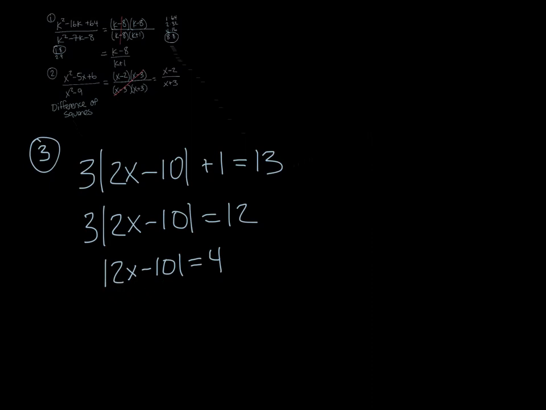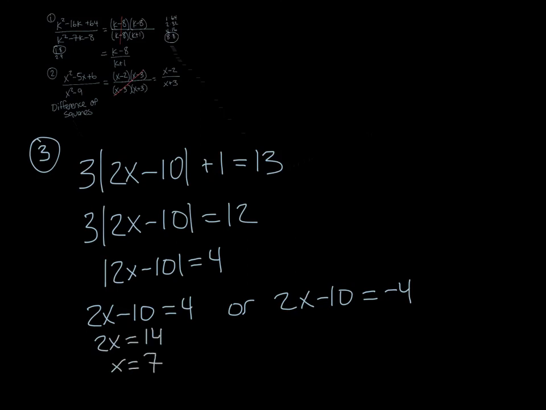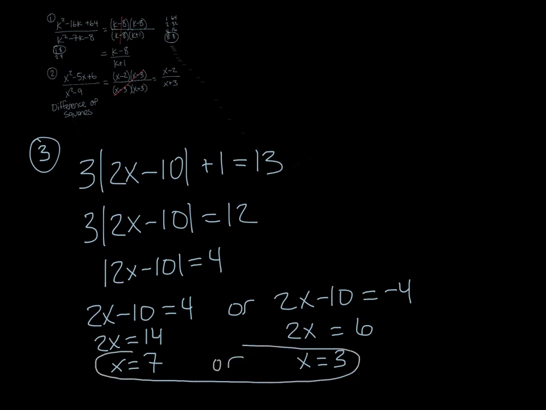So the way we do that is we say 2x minus 10 could be 4. So it could be the positive version, or 2x minus 10 could be negative 4, right? Because if it was negative 4 inside here, when we take the absolute value, we'd get out a 4. So both of those are valid. And now we have two equations we can just solve for x. So 2x is going to be 14, so x could be 7. Or 2x is going to be 6, and x is 3. So there's our answer. It could be both, either or.